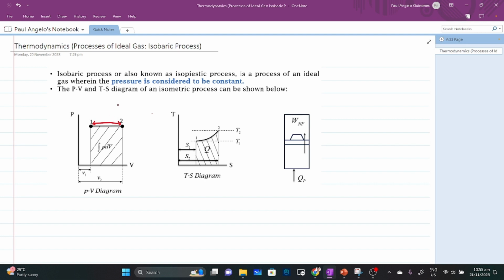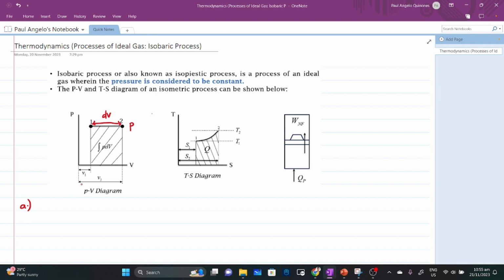This horizontal line is represented by dV, or the change in volume. As you can see as well, P is constant, so nothing is changing when it comes to the pressure of the substance. So let's try to derive some of the equations necessary for solving this. The area bounded by your PV diagram corresponds to PdV, which is your non-flow work.